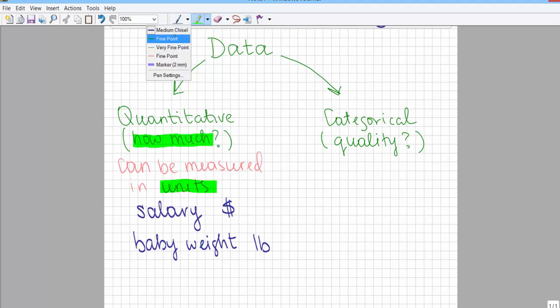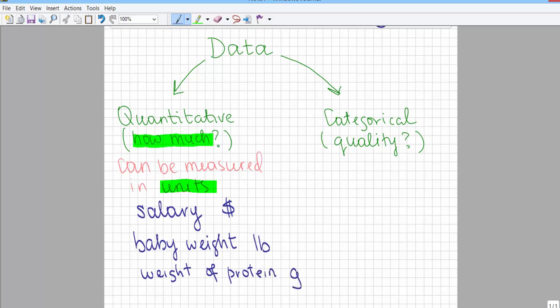Well, let's say you are into nutrition. Then let's say you want to talk about the weight of protein in a serving of yogurt. So this would be in grams. How much protein do you have in this particular serving of yogurt? 8 grams, right? Units, how much? That's your quantitative data.